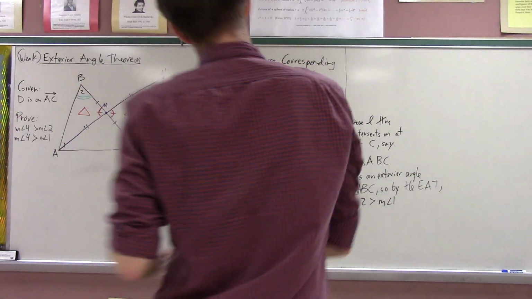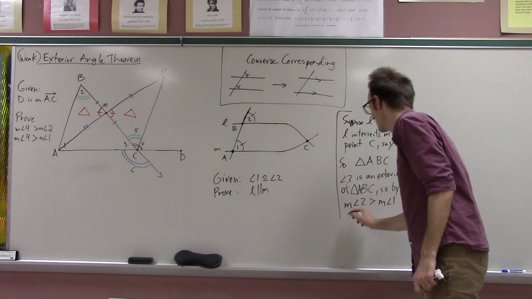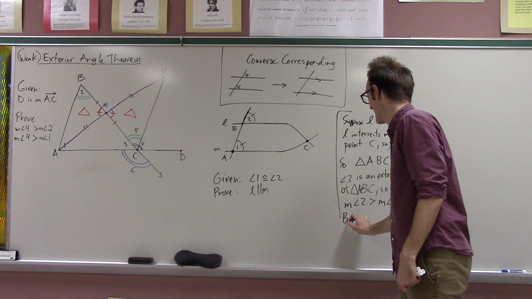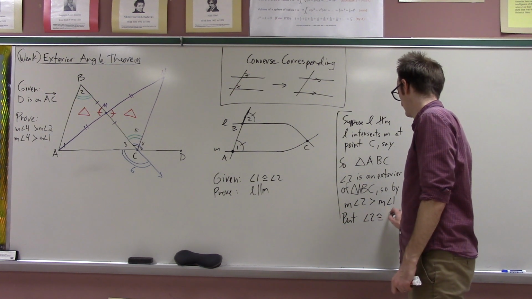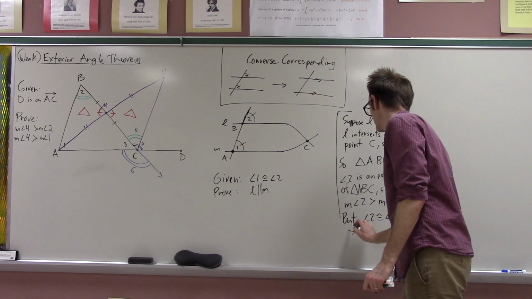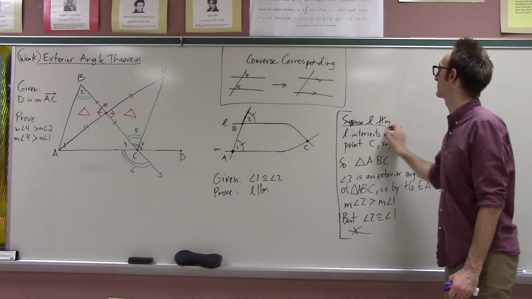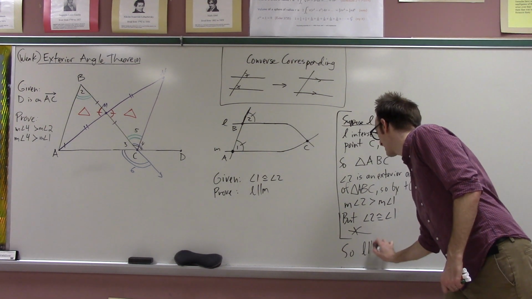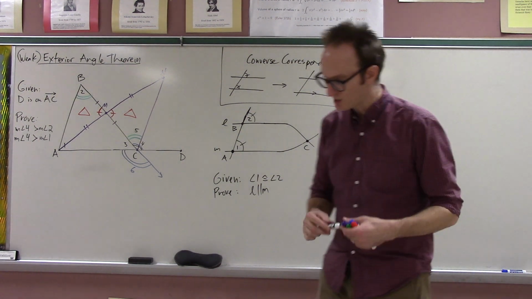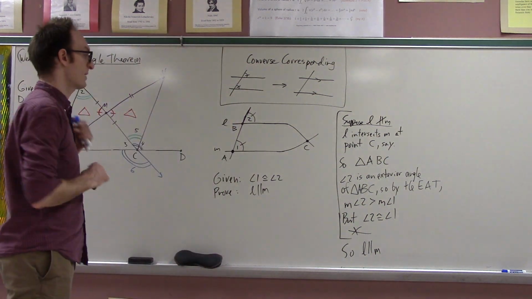Okay, we are back. Anyway, as I was saying, angle 2 has to be greater than angle 1, but by assumption, angle 2 equals angle 1, and so that is a contradiction. And our contradiction was from the supposition that L was not parallel to M, so L is parallel to M. Okay, so like I said, this is called converse corresponding.